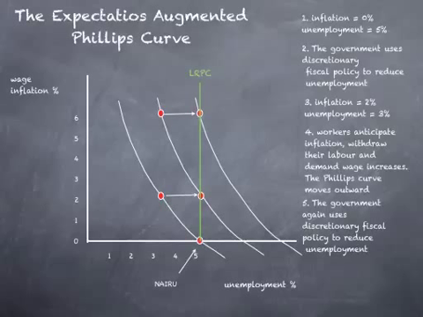Friedman and Phelps aren't saying that there's nothing we can do about unemployment, merely that demand-side policies won't work. If we want to reduce unemployment, we need to move the long-run Phillips curve to the left, with supply-side policies. But that's another topic.